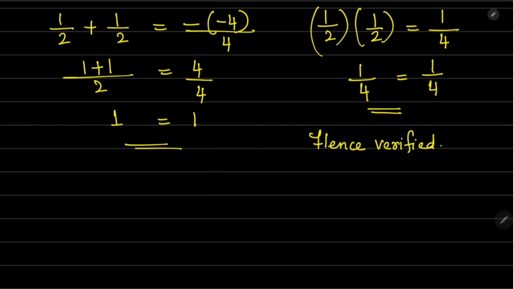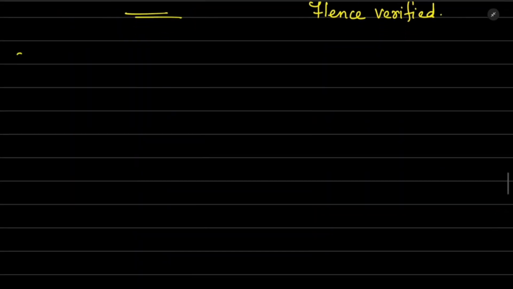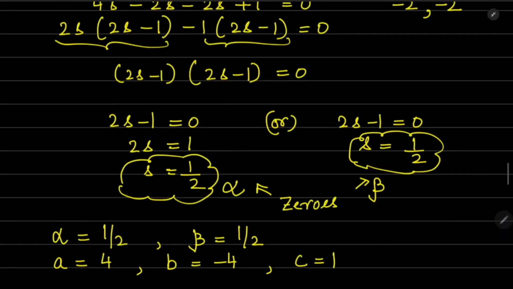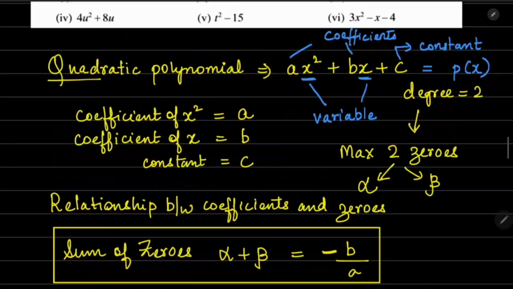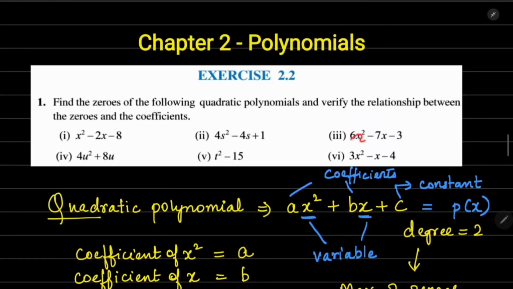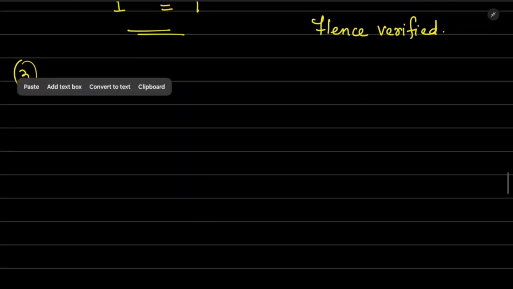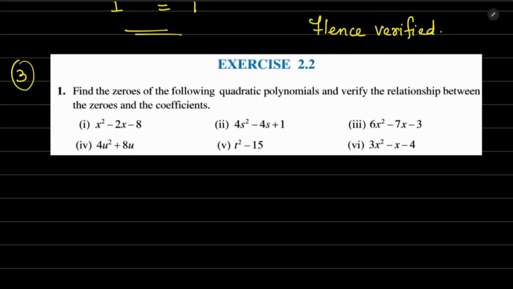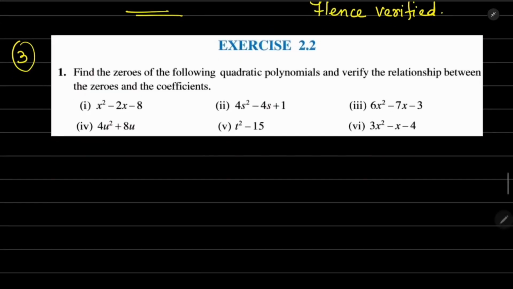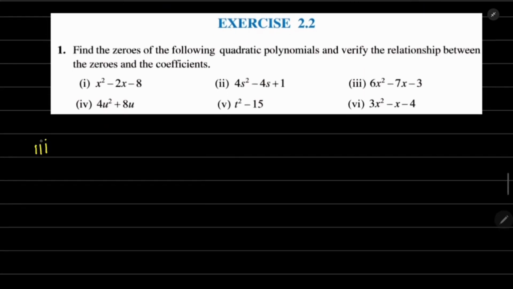Okay. Now let's move on to the third question. The third question is nothing but 6x square minus 7x minus 3. So let's do the third question here. Let me bring down the question again for you. So the third question is 6x square minus 7x minus 3.